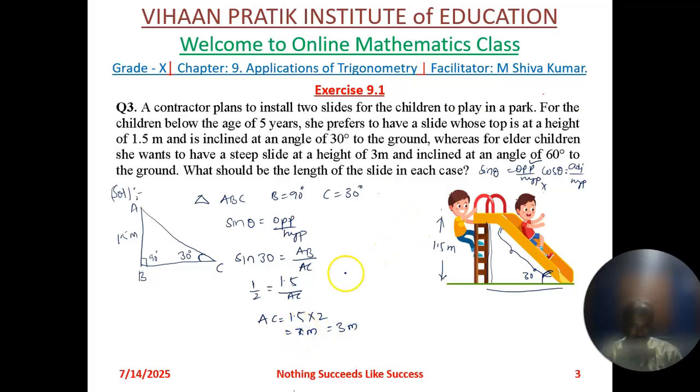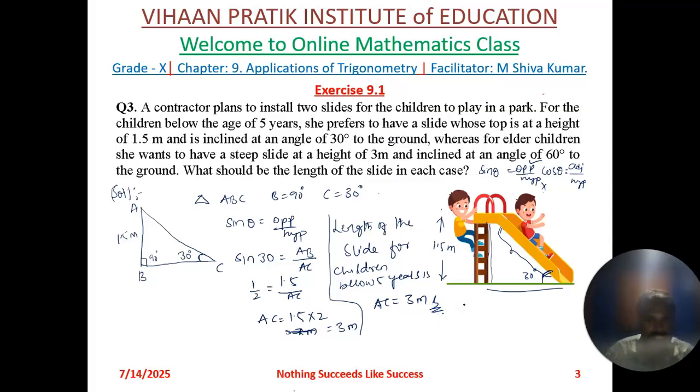Therefore, the value of AC, which is the length of the slide for children below 5 years, is AC equals 3 meters. That is the answer. Please go through it, students. If you have any doubt, comment. Solve it by yourself.